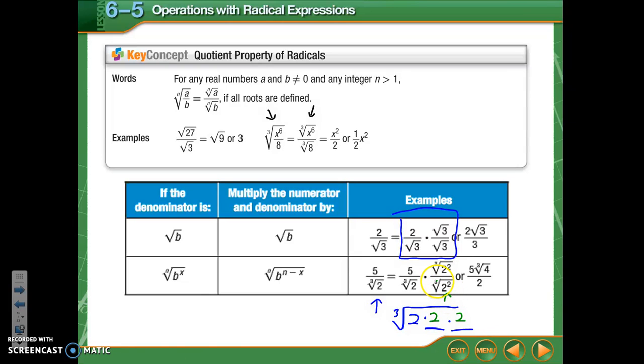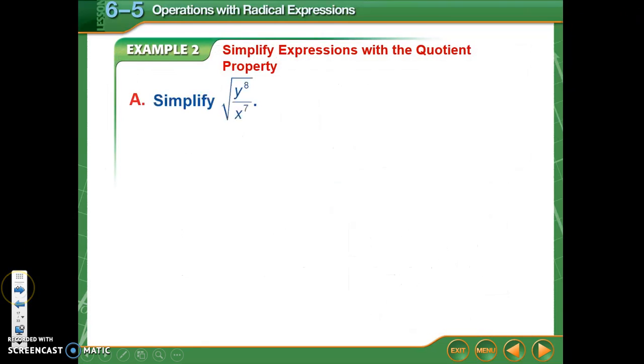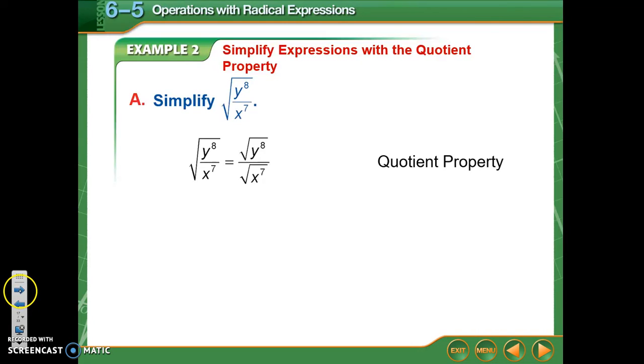Notice here they multiplied by the cube root of 2 squared, because the cube root of 2 times the cube root of 2 squared gives me the cube root of 8, which is 2. So you have to be careful and fill in the missing factors. So let's take a look at this example. This is one like from chapter 4.